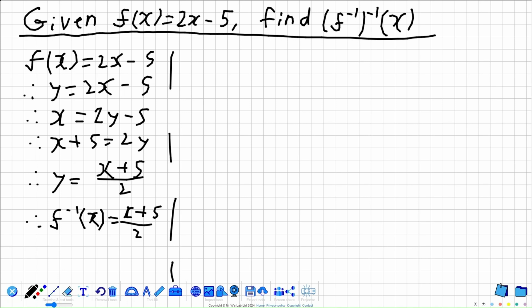Okay, so now all we can do is completely focus on this final equation there.